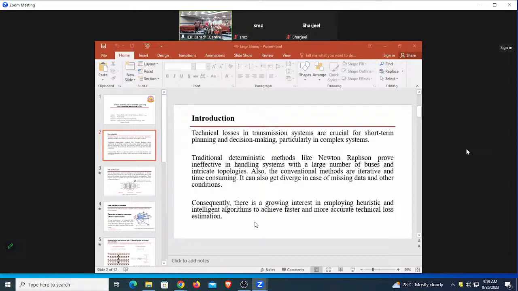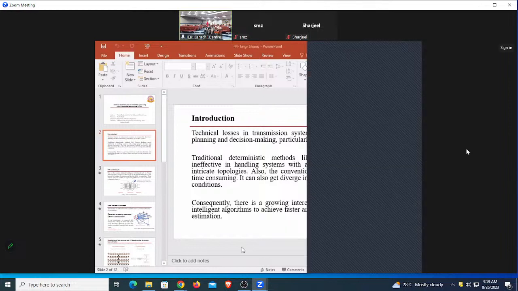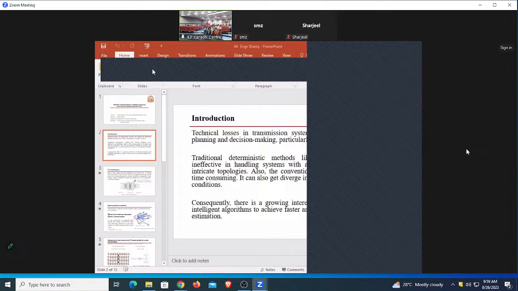Basically, as far as the generation of the data set is concerned, as I already mentioned, it was simulated. I have prepared the code through which I generated this data set for the different operating scenarios in the transmission network, and after the load flow was carried out, the losses were stored. So this is how the data was prepared.